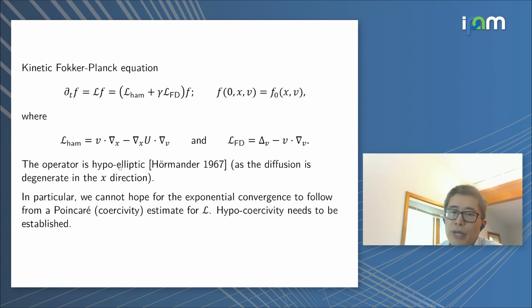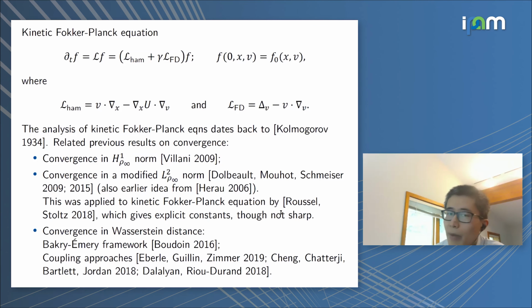It is some kind of weakly elliptic, because you can hope that the rotational vector field due to the Hamiltonian will help transport some of the diffusion in the V direction to the X direction. But this is subtle, so you cannot simply use a coercive estimate. In particular, we cannot hope that exponential convergence will follow from a coercive estimate of the generator. You need to establish so-called hypocoercivity, which has been a widely studied topic in recent years in the PDE literature.